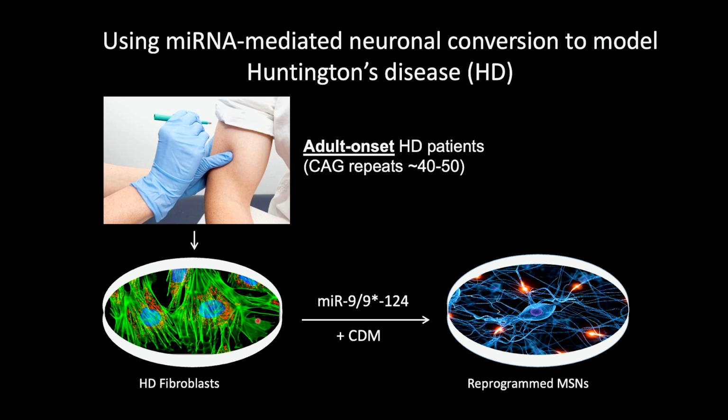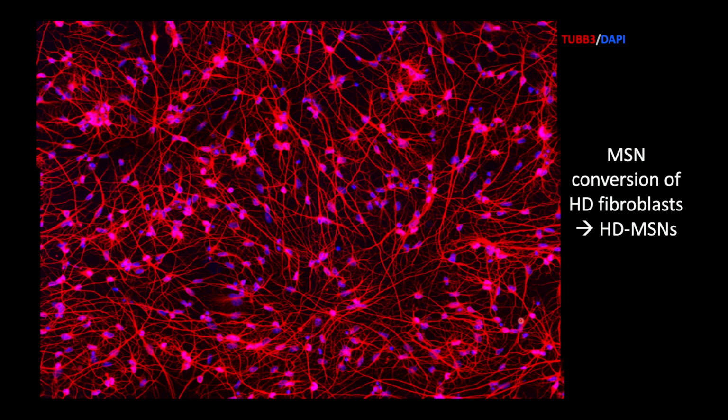Then we take the fibroblasts and turn them into neurons by direct conversion, specifically towards medium spiny neurons. This is typically what the tissue culture looks like when we turn patient fibroblasts into neurons. These used to be fibroblasts from patients, but are now turned into medium spiny neurons, MSNs. So we just call them HD MSNs.